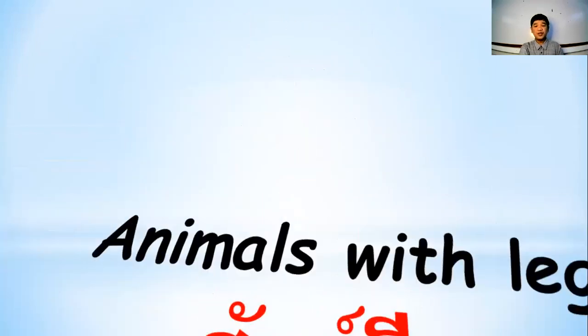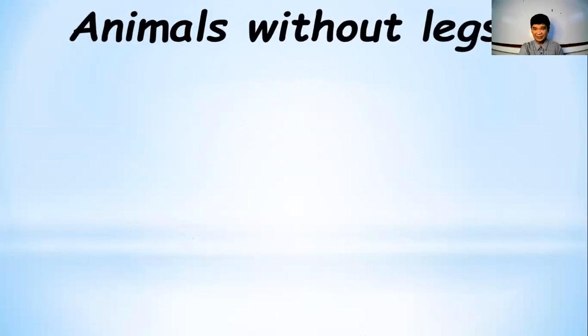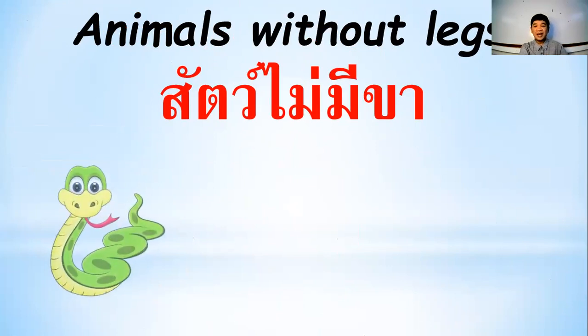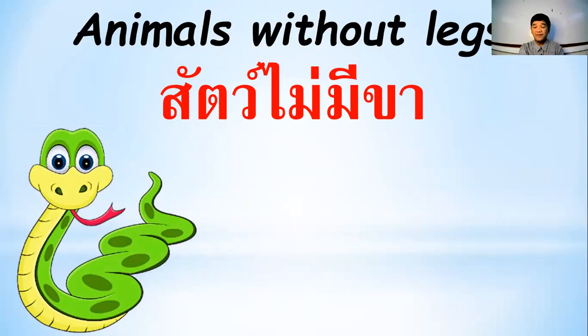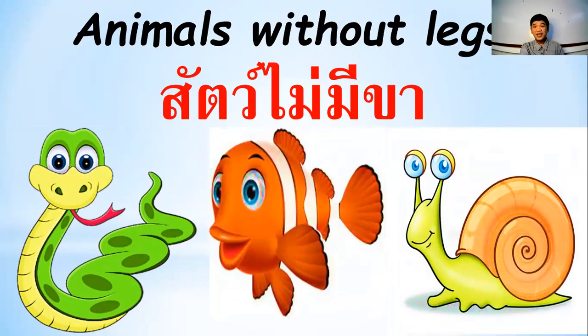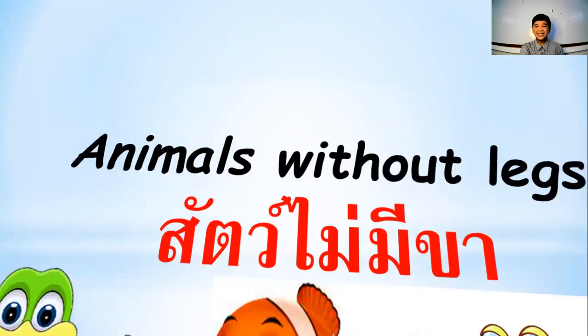Okay, so proceed to our next, animals without legs. Animals without legs. Can you imagine animals without legs? All right. So I'll show you the example. Snakes don't have legs, or even the snail doesn't have legs, or even the fish don't have legs. These are some of the examples of animals without legs. All right? Okay. Next.